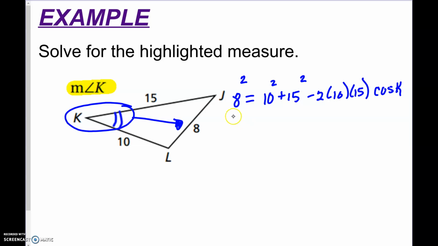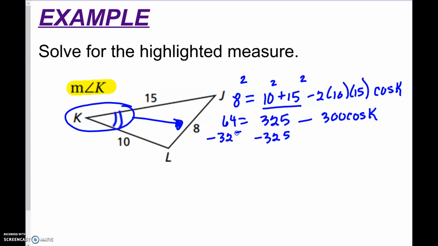So 8 squared gives us 64. 10 squared plus 15 squared is 325. 2 times 10 times 15 is negative 300 times the cosine of k. Now, order of operations says that we need to subtract 325 from both sides. So 64 minus 325 is negative 261 equals negative 300 times the cosine of k.